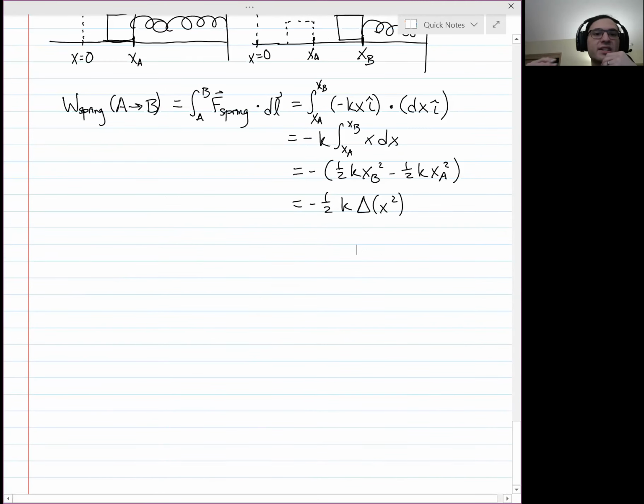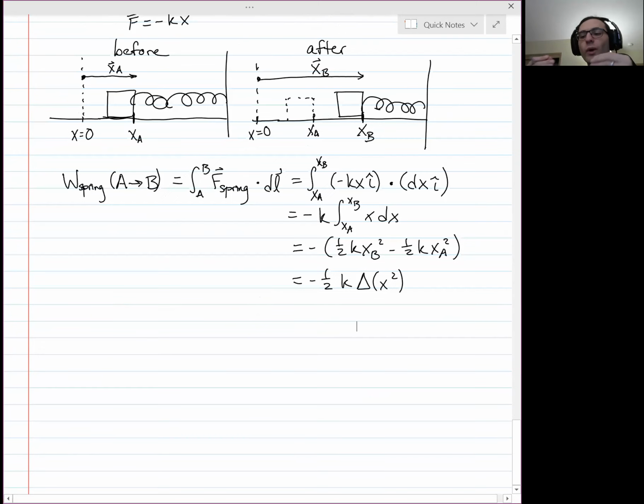But the idea is still it only depends on where the endpoints are. So it should be relatively easy to see why this round trip criterion is satisfied. That is, if you start and end at the same place while attached to a spring, then the spring force will have done no work, because if your initial place was 5 centimeters from equilibrium and your final place is 5 centimeters from equilibrium, then 5 centimeters squared minus 5 centimeters squared is still just 0. It'll give you 0 work.